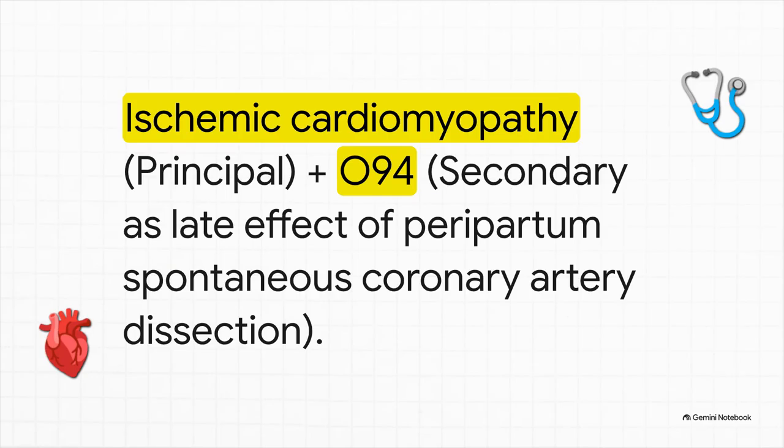Let's ground this with a real-world clinical example to see exactly how this sequencing rule plays out. Imagine a patient comes in with long-term heart damage resulting from a cardiac event she had during delivery years ago. Following our new rule, you would first code the ischemic cardiomyopathy as the principal diagnosis because, hey, that is the current condition requiring treatment today. Then, you follow it up with O94 as your secondary diagnosis. This clearly paints the picture that her cardiomyopathy is a late effect of a previous peripartum spontaneous coronary artery dissection. It tells the whole, accurate story in the exact right order.